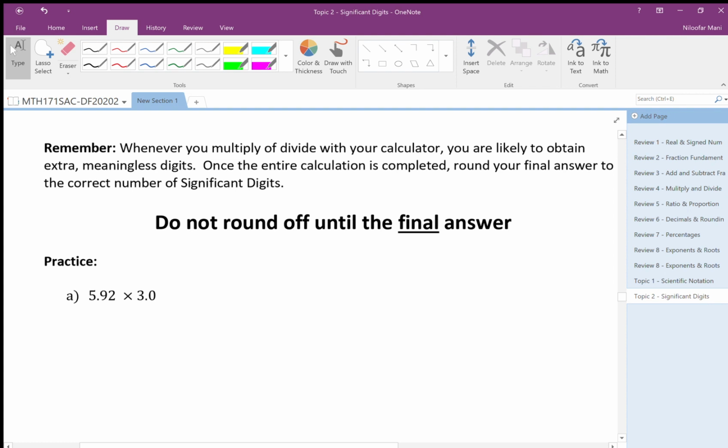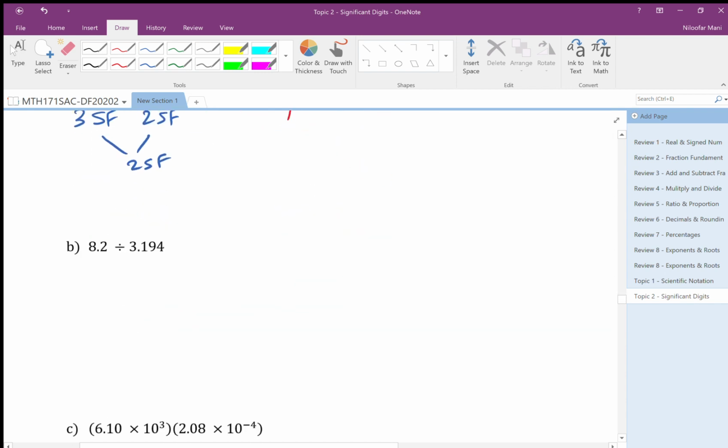Okay, so here, as I said, three significant figures, two significant figures, and I round to two significant figures. So the answer is 17.76. I underline that, I check that, it is almost 18. Okay, so I'm showing all the four parts.